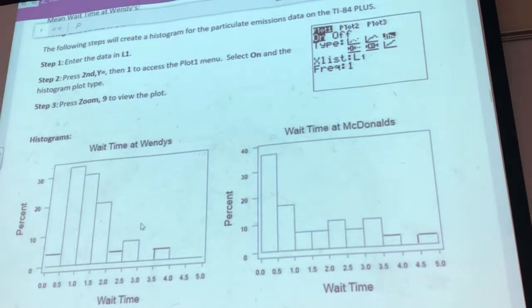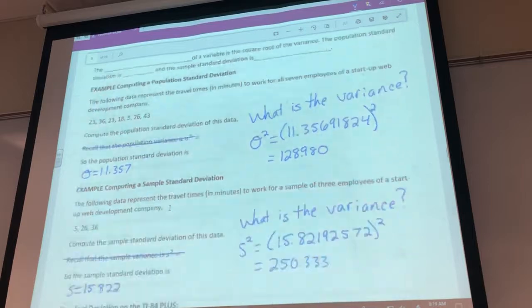And that's what your standard deviation is going to tell us. It's just how spread out these things are. That's what that number represents.